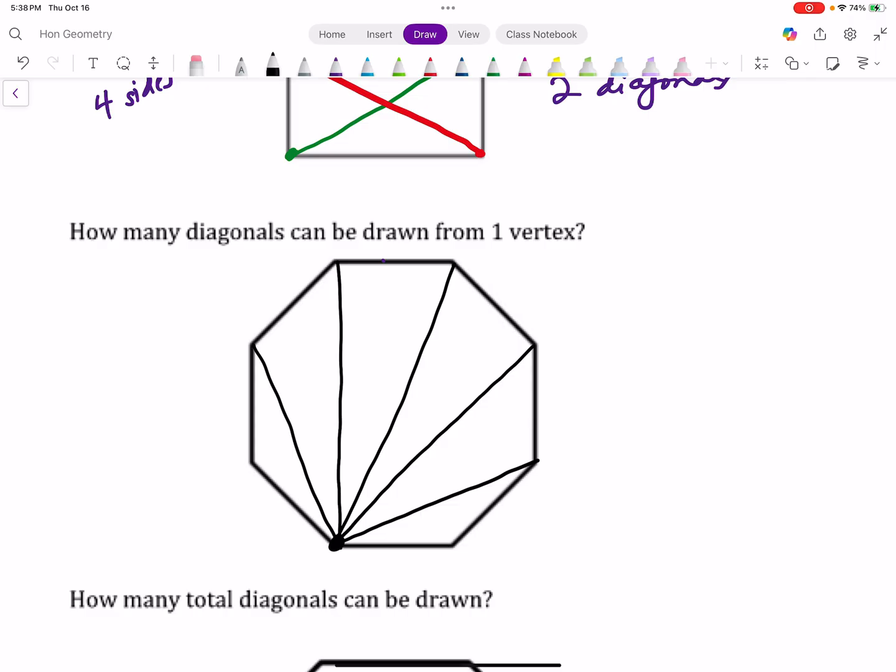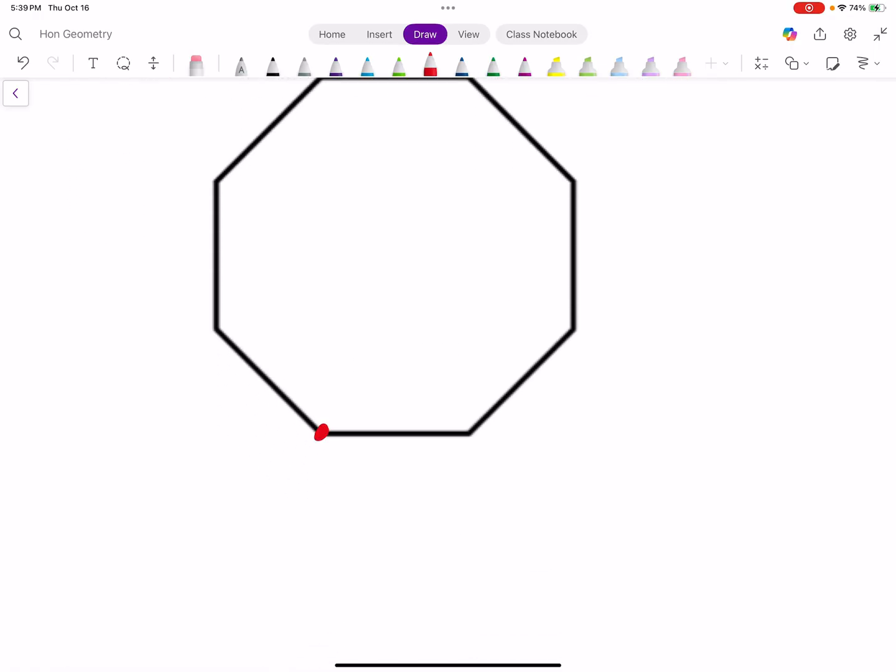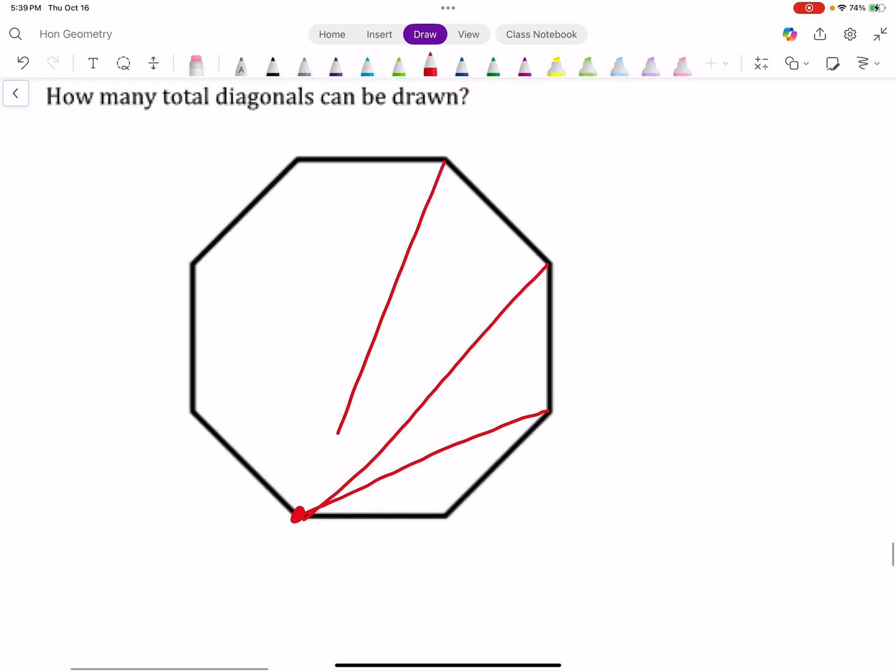Now, we've already done this. If there were 8 sides, like when we were talking about what the interior angles add up to, we would say, oh, with 8 sides, I can create 6 triangles. I'm not looking at the triangles anymore. I'm looking at those actual diagonals. So I just created 1, 2, 3, 4, 5 diagonals from that one vertex. What if we drew them all? From that one, I can draw 5.